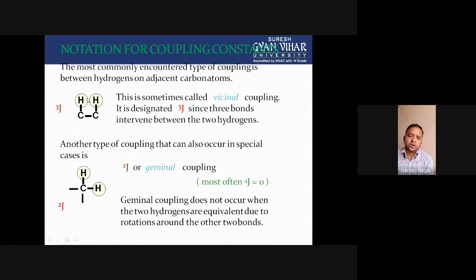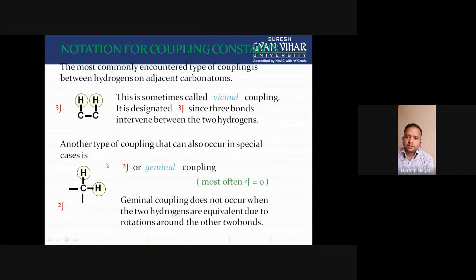And these protons are actually called vicinal protons. The adjacent protons are called vicinal protons. And there is a three bond distance, 1, 2, and 3, between these two protons. Due to the three bond distance, this coupling constant J is called 3J. This is also called the vicinal coupling constant because there is coupling between two vicinal protons.